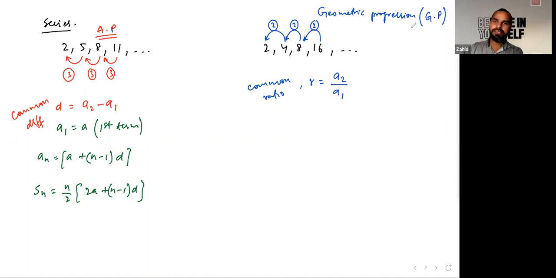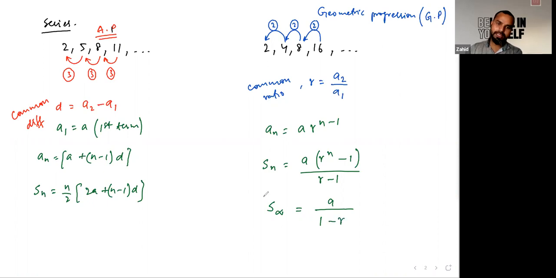Similarly, for GP, the nth term is equal to A times R to the power N minus 1. Here R is the common ratio. And if you have to take the sum, it is equal to A times R to the power N minus 1, divided by R minus 1. Now, the most important part: if you have to take the sum for an infinite series, it is equal to A divided by 1 minus R. So you have to remember only this formula for GP. Is it clear?